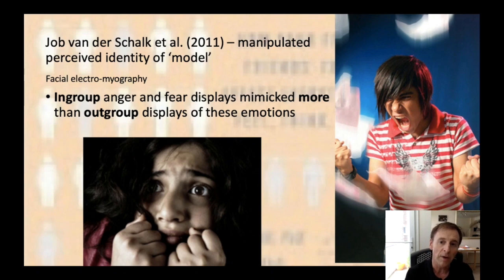So one nice illustrative study for this is a study by Job van der Schalk, who manipulated the identity of the model, the person displaying, in this case, emotion. Made them an in-group or an out-group. So, for example, you've got Sussex students who are your participants in your experiment, and you tell them that the person displaying the emotion is a Sussex student.